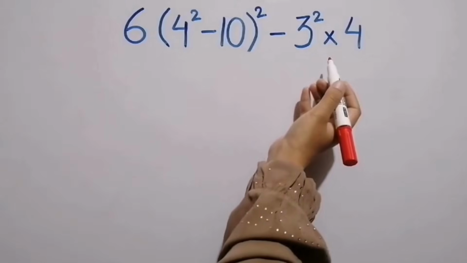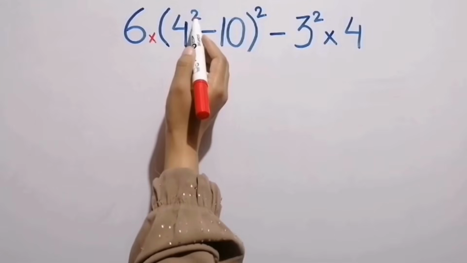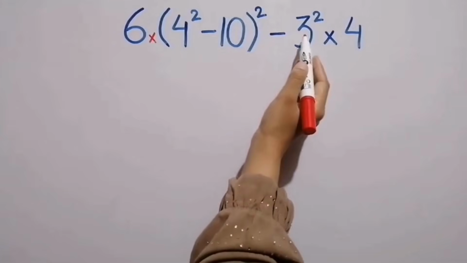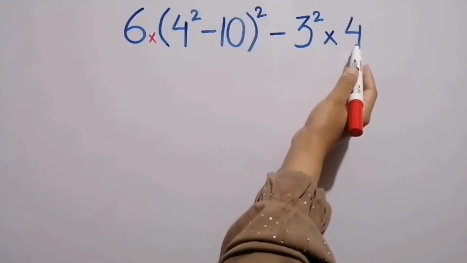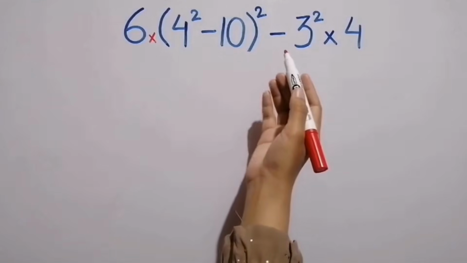What is the value of the expression 6 times (4 to the power of 2 minus 10) whole to the power of 2, then minus 3 to the power of 2, and finally multiply by 4? Looks complicated, but one step here changes the whole answer.